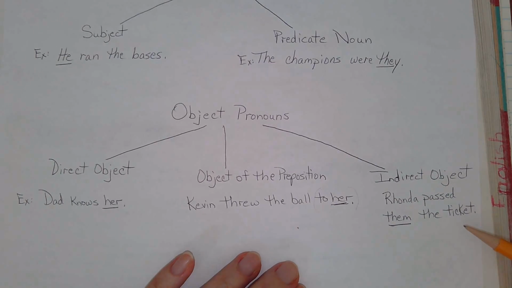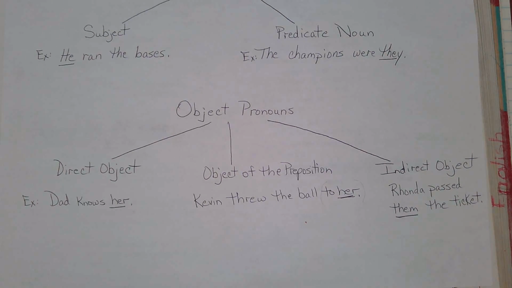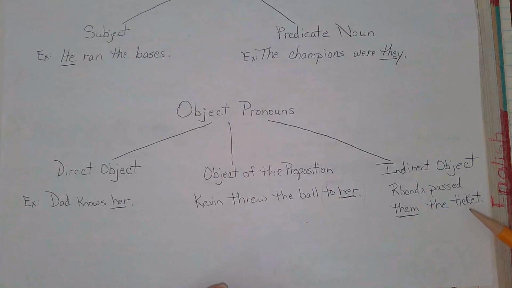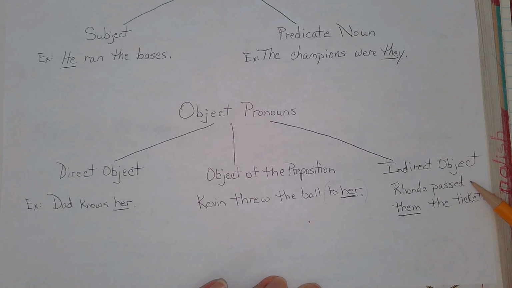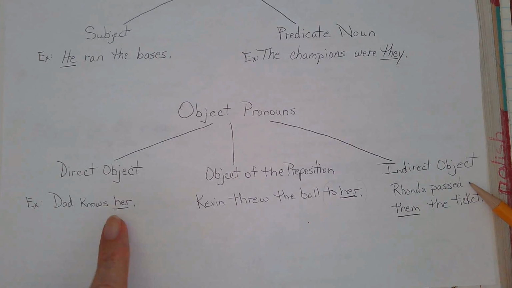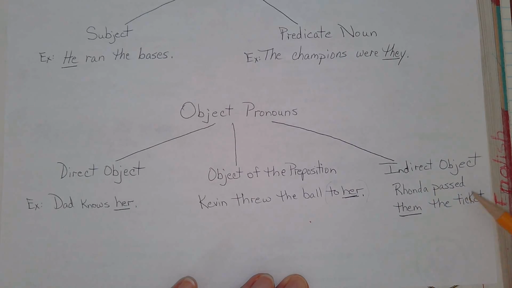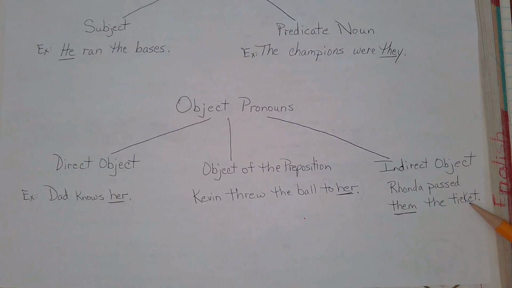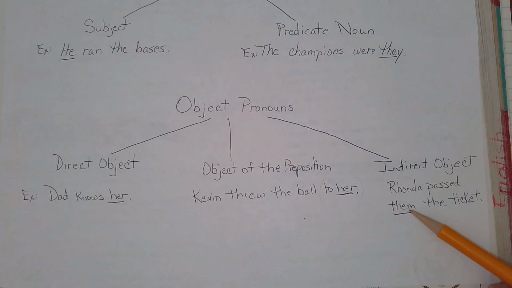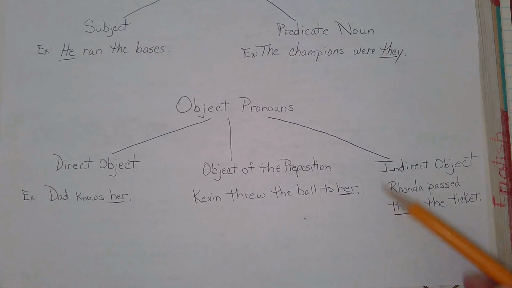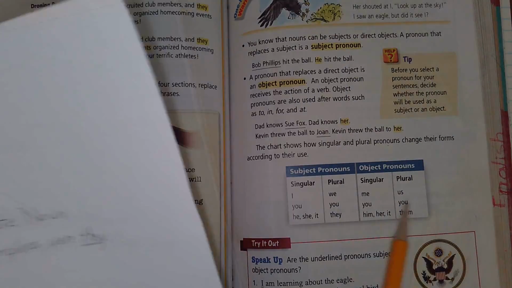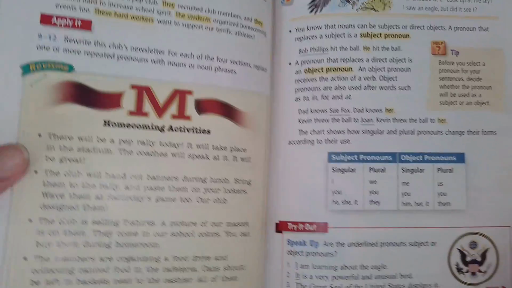Indirect object, we have actually not covered indirect objects, but you will see it next year. It's basically going to follow an action verb just like a direct object, and it's going to say who or what is receiving the direct object. So Rhonda passed what? She passed the ticket. To whom? To them. So when Mrs. McGuire says indirect object next year, you guys are going to be like, yeah, I think I've heard that. Okay, now let's look at our lesson.